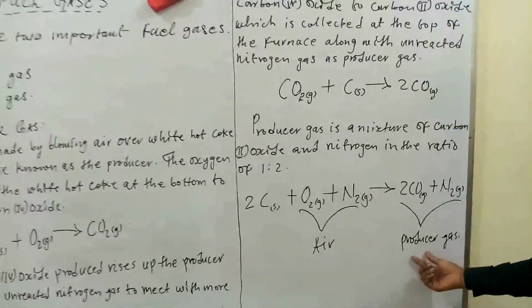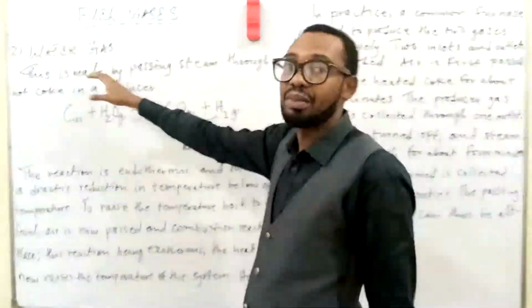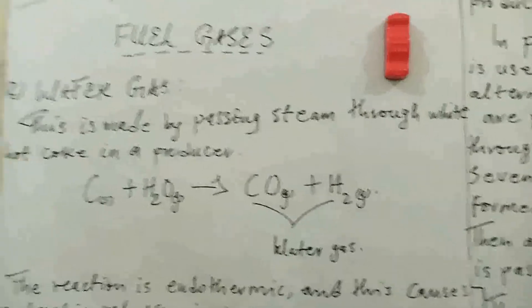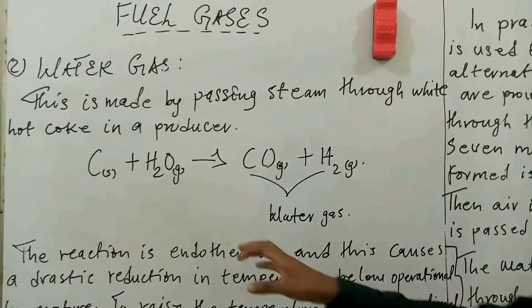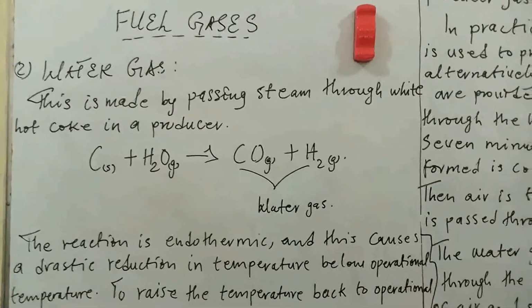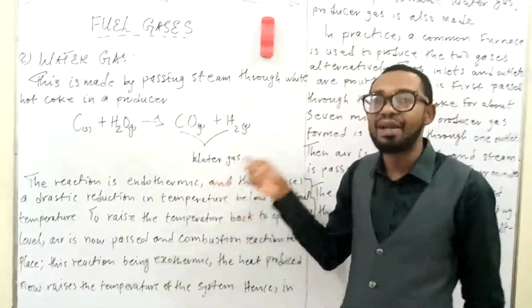Now, let's look at the water gas. Number 2, water gas. How is water gas produced? Water gas is produced by passing steam through white hot coke in the producer. I said earlier that the producer helps to produce both the producer gas and the water gas.